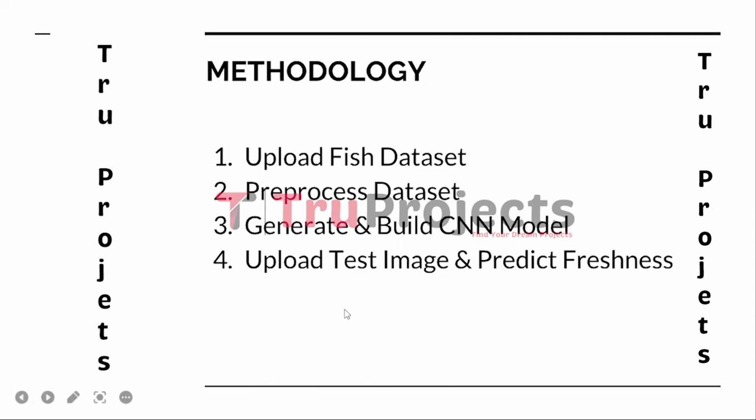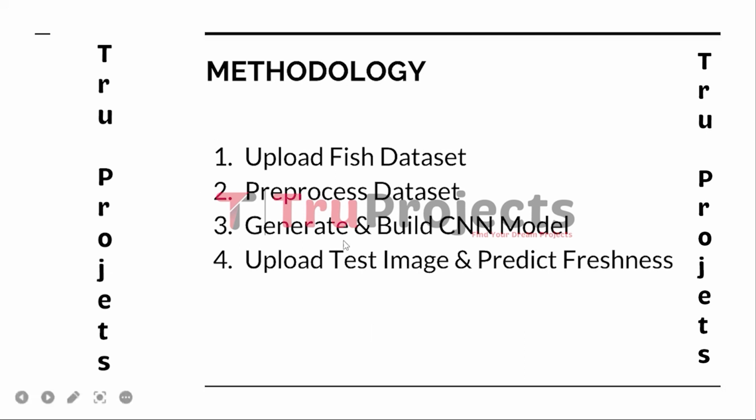These are the modules that are developed to implement this project. The first module is Upload Fish Dataset. This module is responsible for uploading the fish dataset to the application. This dataset contains the collection of fish images that will be used for training and testing the freshness prediction model.